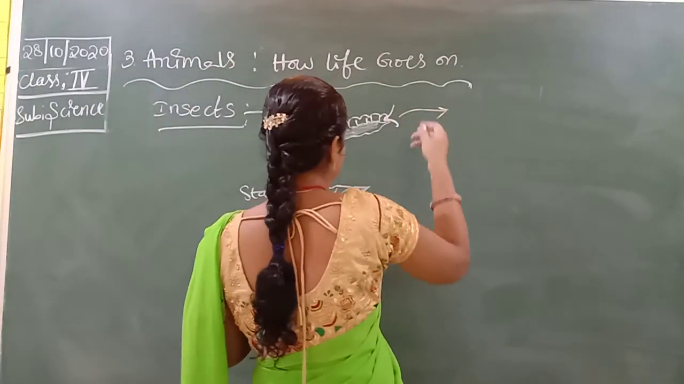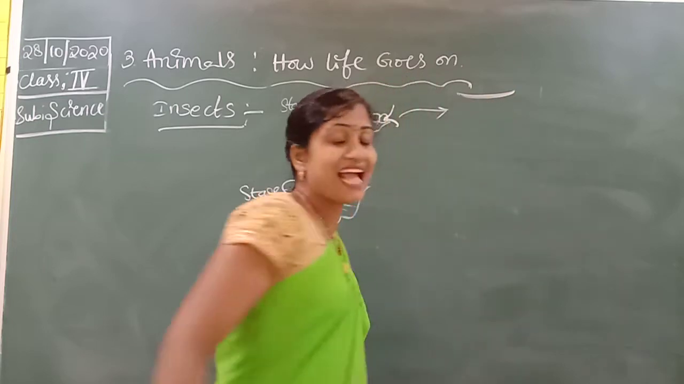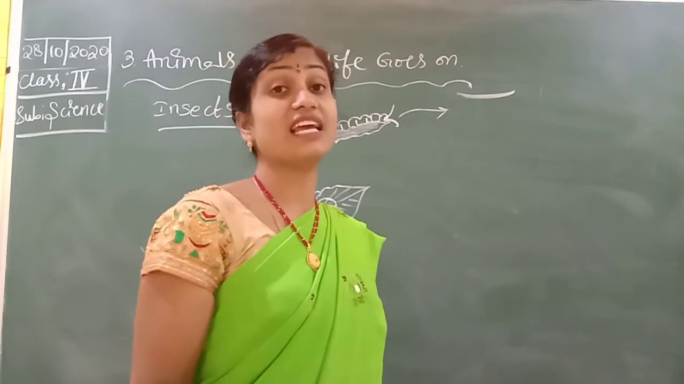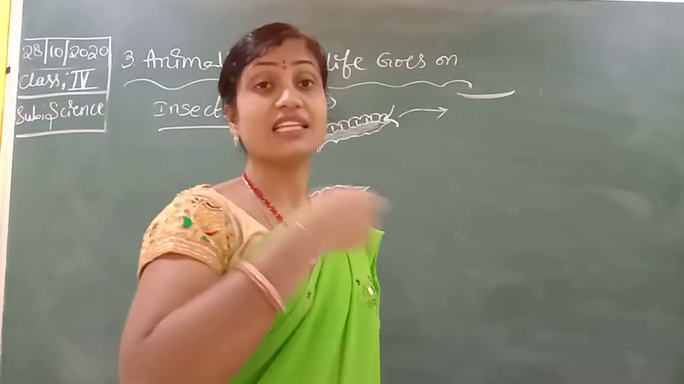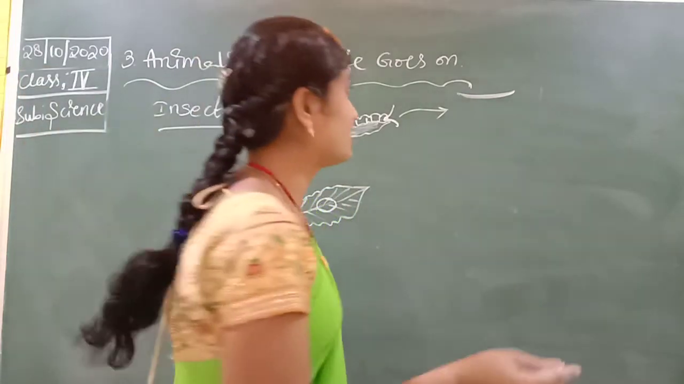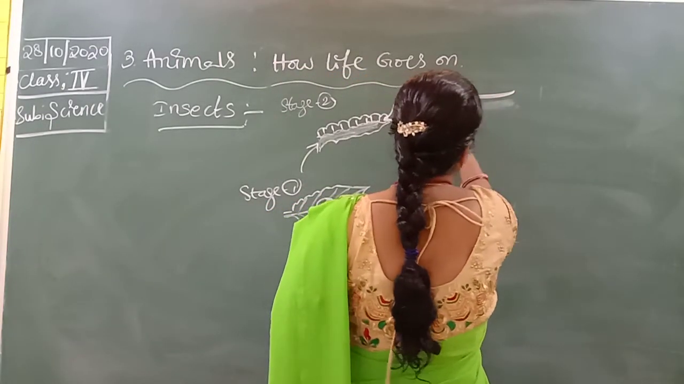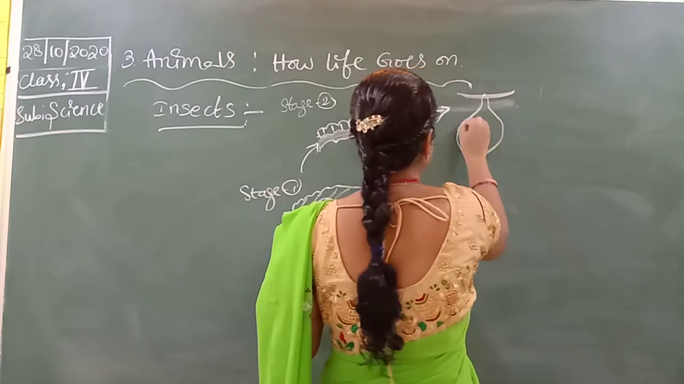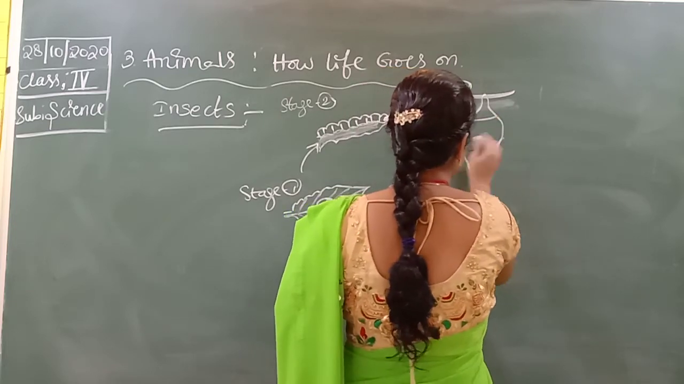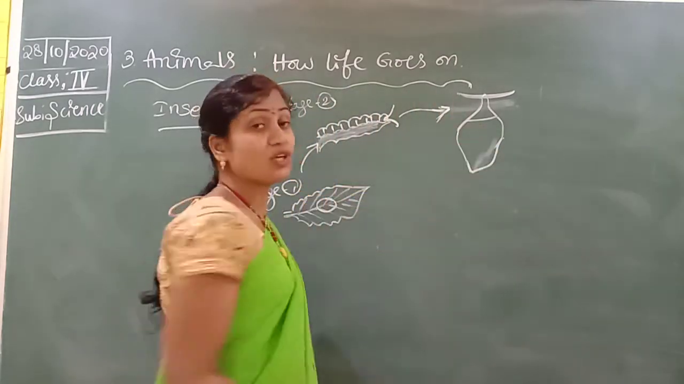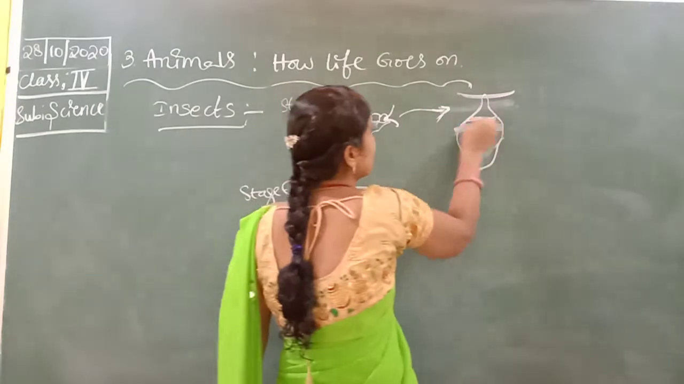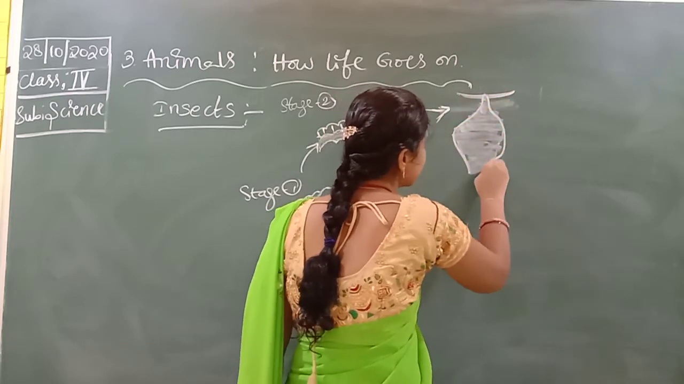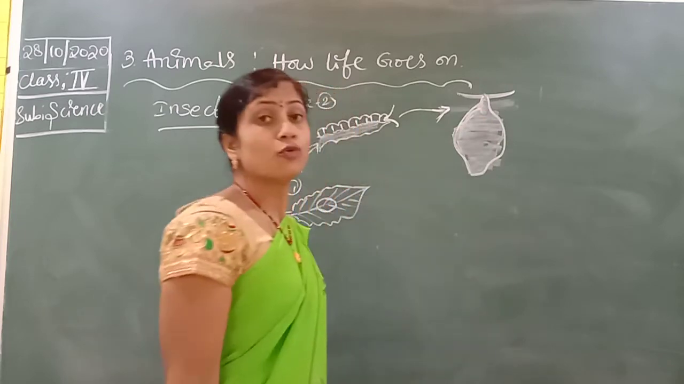Next, stage 3, the pupa. Actually, these caterpillars can eat so many leaves. Afterwards, after many days, the whole body gets covered with a pupa. That is called a pupa. See here. The caterpillar is totally covered, with its body inside. It looks like a pupa. It is called a pupa. This is the pupa.